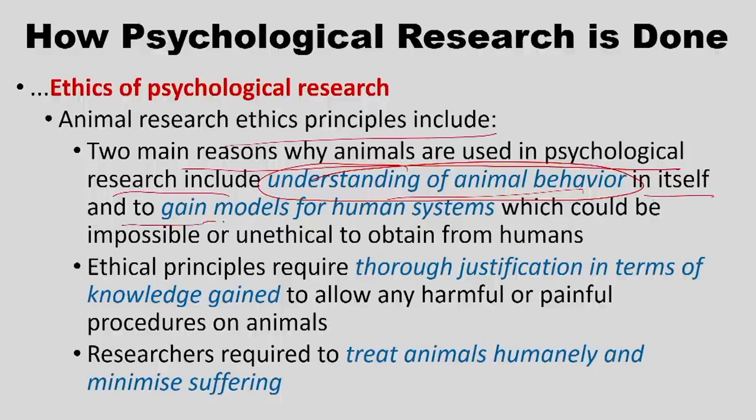And also, why do we do this for understanding animal behavior, and secondly, to gain models for human systems. Once we do it on animals, we come to know what is the way in which this behavior progresses and how the brain responds to it, and then we can take this behavior or test this particular experiment on humans, which could be impossible or unethical to obtain on humans.